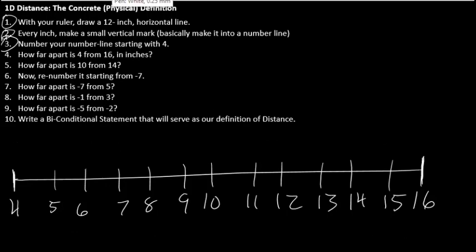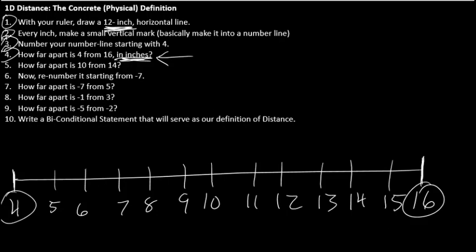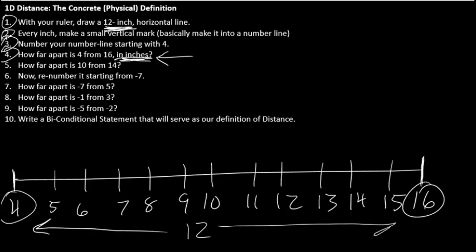All right. So now I ask you the question, in inches: how far apart is 4, our starting point, from 16, our end point? You could just count 1, 2, 3, 4, 5, or you could just use common sense. You're using a ruler. Every inch you made a mark. So obviously the distance between our starting point 4 and our end point 16 is going to be 12. Okay, that would be our distance.